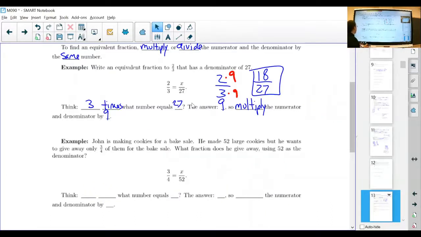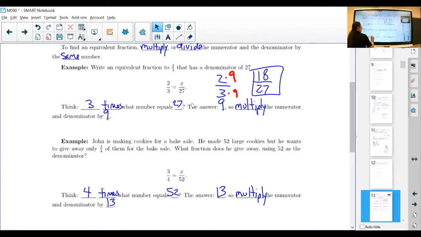As an example, we're making cookies. We made 52 cookies, 3/4 of them we're giving away. So we want 52 as the denominator. That's the number of pieces we have total. We give away 3/4 of those, so 4 times what number equals 52? Well, if you like to play cards, you might know the answer is 13. Or you might know that anyway. So multiply both of them by 13.